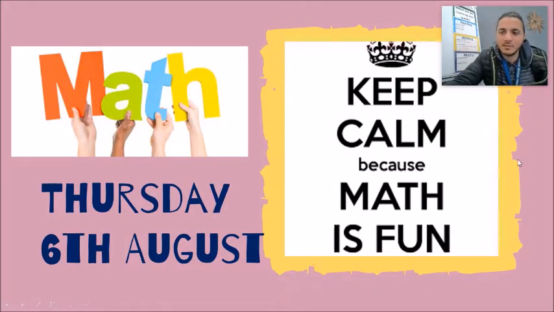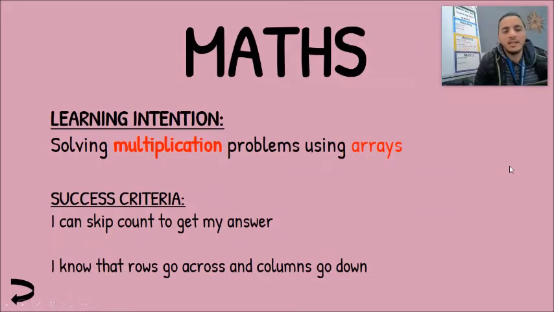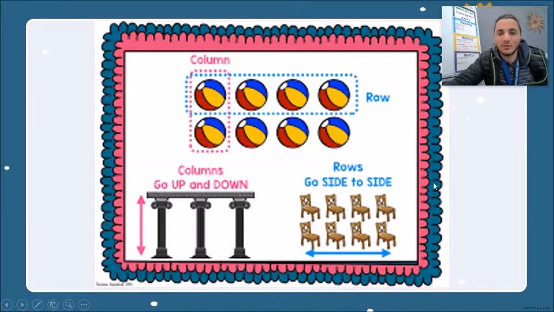We're in maths now. Let's look at our learning intention for today: solving multiplication problems using arrays. To be successful, I can skip count to get my answer. I know that rows go across or side to side and columns go up and down. Hope you had fun looking for arrays yesterday. Hopefully we found plenty. Let's have a look at this picture again from yesterday.